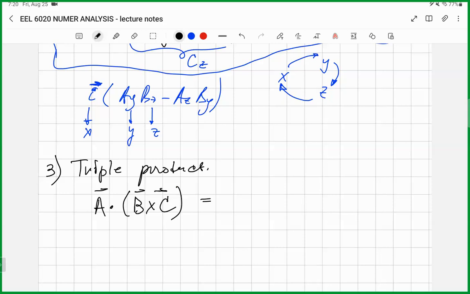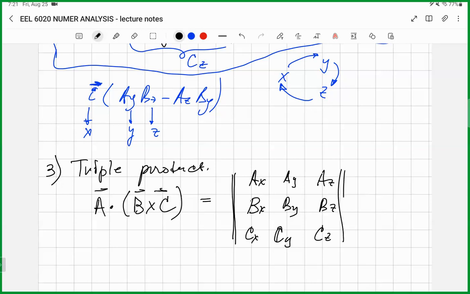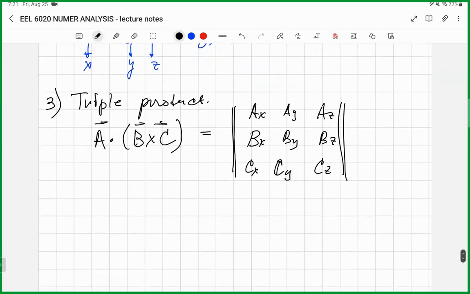Without discussing that much about this, it's just a determinant of the components of the three vectors: ax, ay, az, bx, by, bz, and cx, cy, cz. And if you expand this determinant the way we just did, you will get the formula for this one.